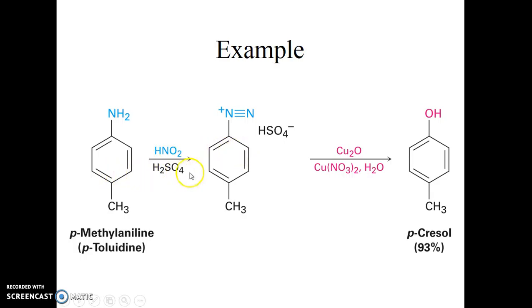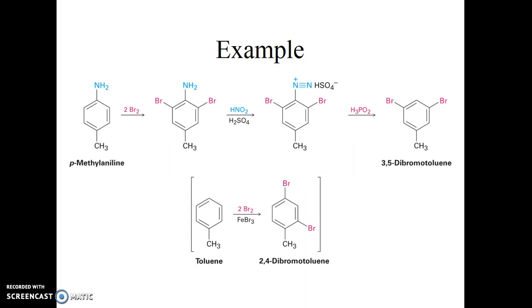I can take paramethyl-aniline and treat it with nitrous acid to give us the diazonium salt, and then the copper 1 oxide gives us the phenol. Remember that amines are highly activating, and just treating with bromine gives us substitution with bromine in all of the activated locations. This one can't go because it's already substituted. Treatment with nitrous acid gives the diazonium salt, and then hypophosphorus acid displaces that with a hydrogen.